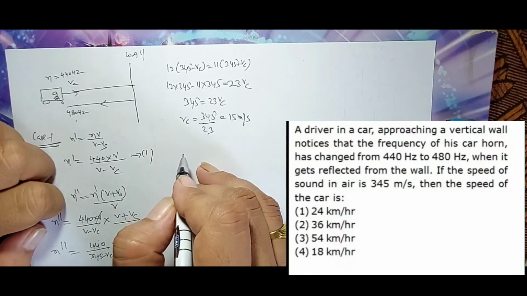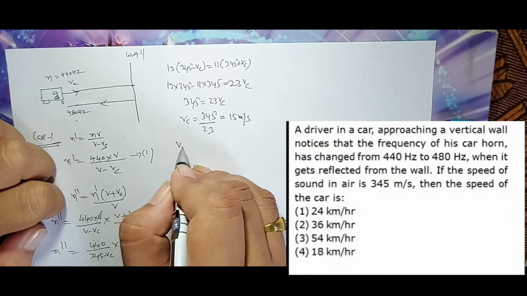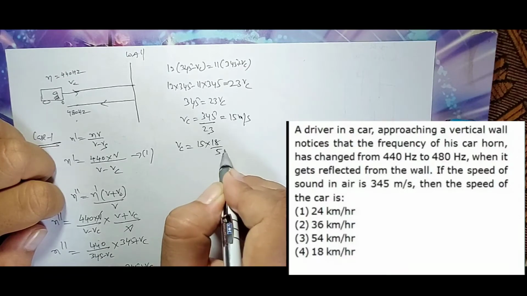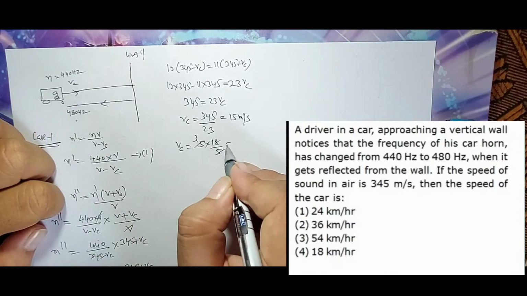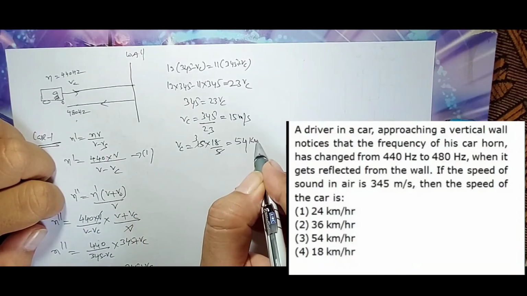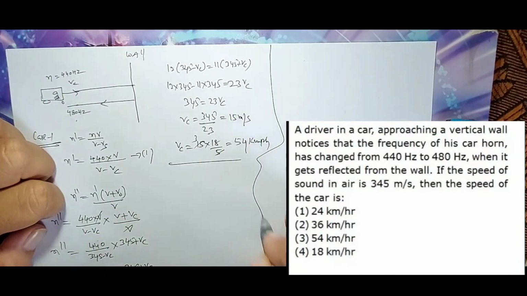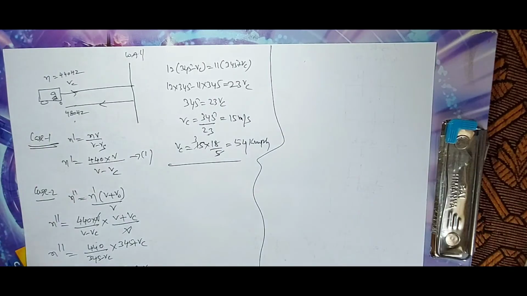So, here the answer is given in kilometer per hour. So, Vc is equal to 15 into 18 by 5. So, 5 3s are 15, so that is equal to 54 kilometer per hour. So, our option is 3. Option 3. This is the answer.